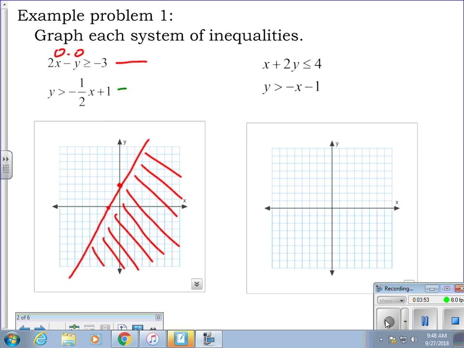I graph it. This is in mx plus b form. That makes it easy. Y-intercept is 1. My slope is negative 1/2, so I go over 2 and down 1. And then I have a dashed line on this one. And then I have to test a point. This one does not go through the origin. Is 0 greater than 0 plus 1? Is 0 bigger than 1? No. So it's the other side of the line. Sorry. Here's the origin. So it's at the other side of the line.